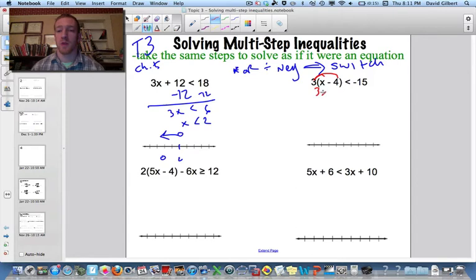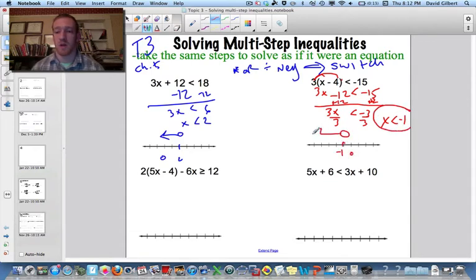So I got 3x distributing here minus 12. Don't forget to multiply to both. It's less than negative 15. So we add 12. And I'm trying to squeeze it in. 3x is less than negative 3. Divide by 3. And I got x is less than negative 1. So negative 1. And we want x less than that.